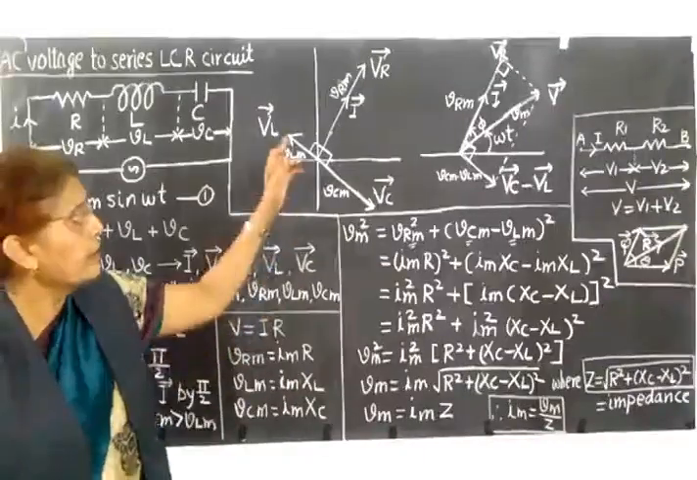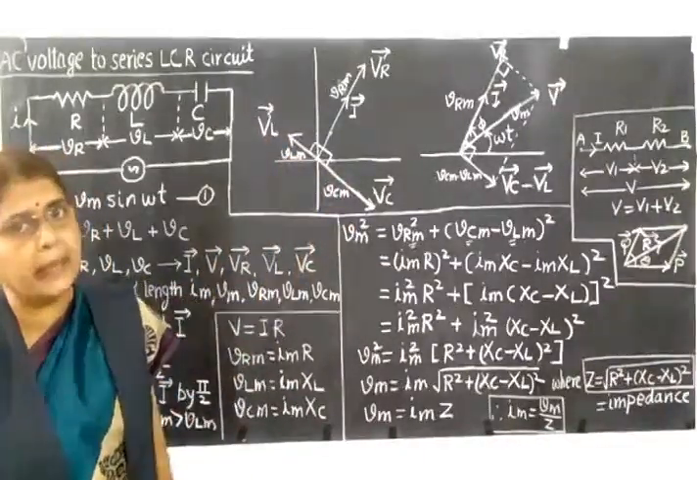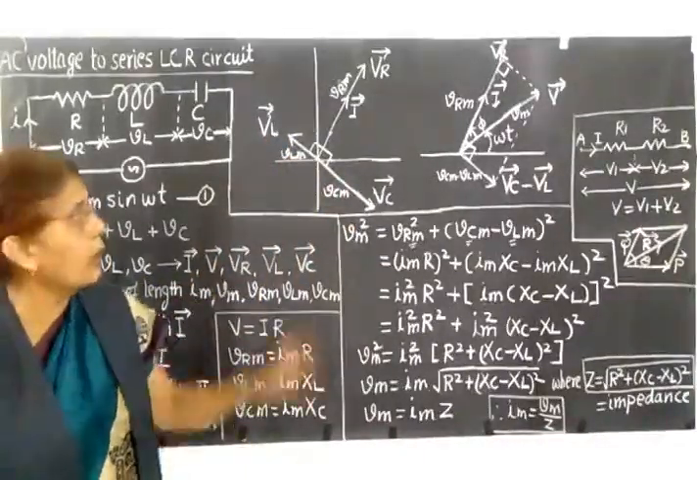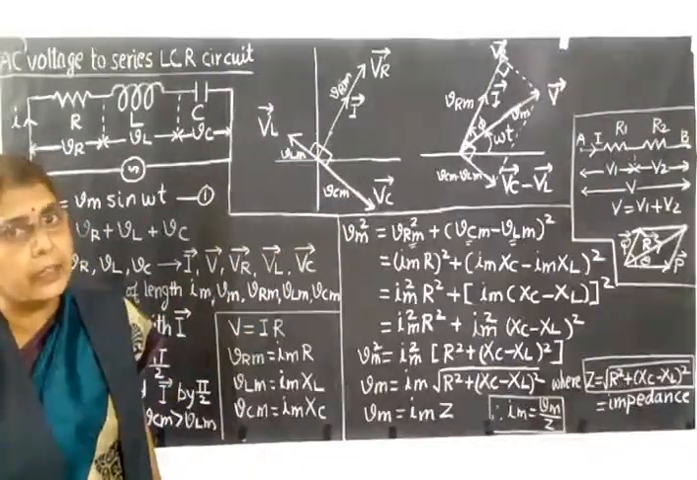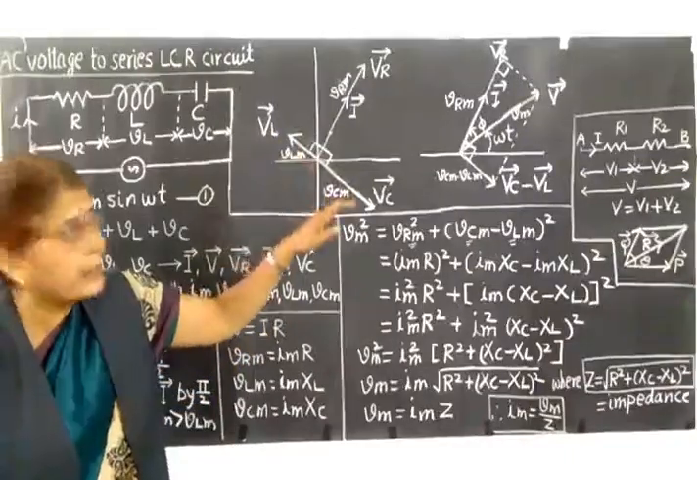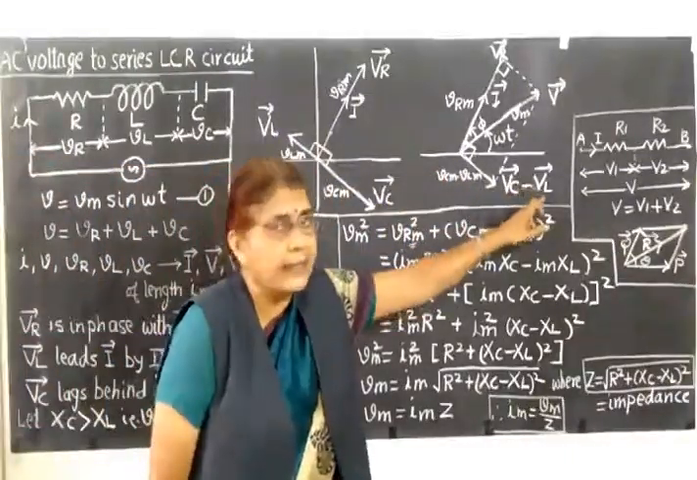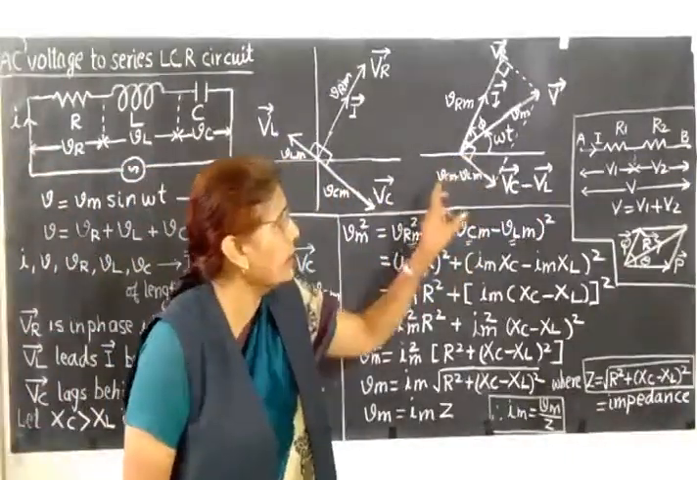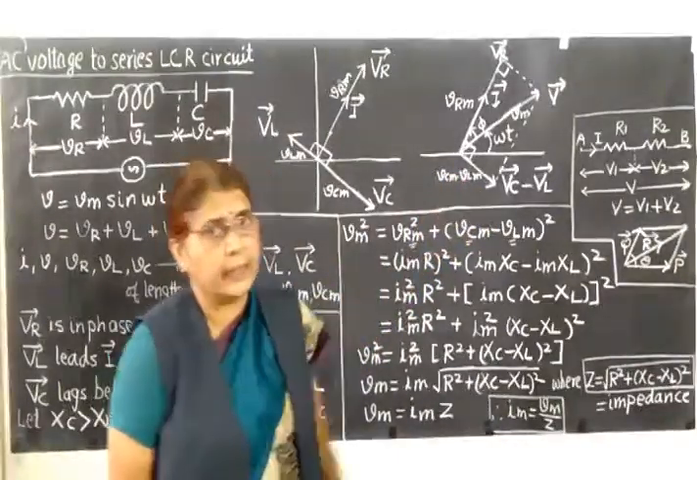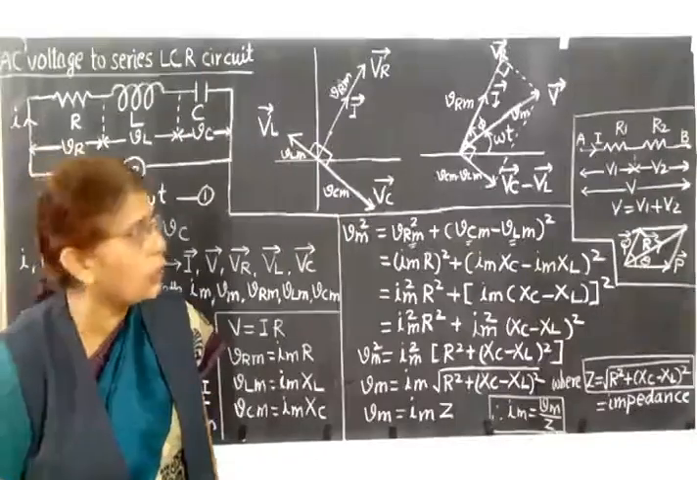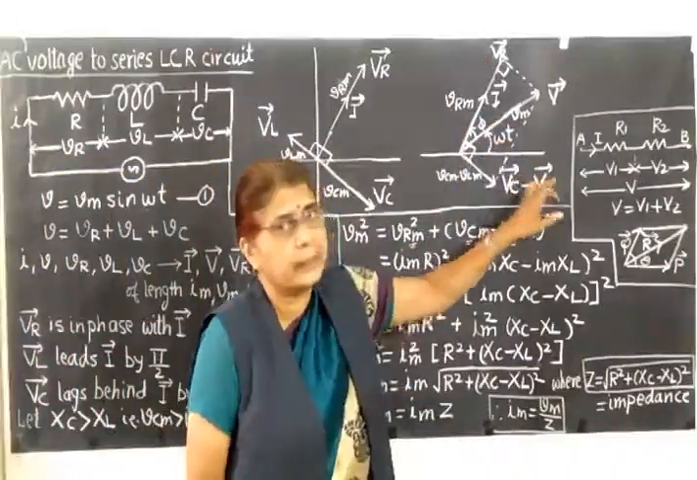Next, what have we done? These two vectors act along the same line but in opposite directions. So the resultant of these two vectors will be equal to the difference between the two, and it will act on the side of the greater vector. So this is VC minus VL, and its value is the difference between the respective peak values, that is VCM minus VLM. So now we are left with only two vectors. One is VR, another is VC minus VL.